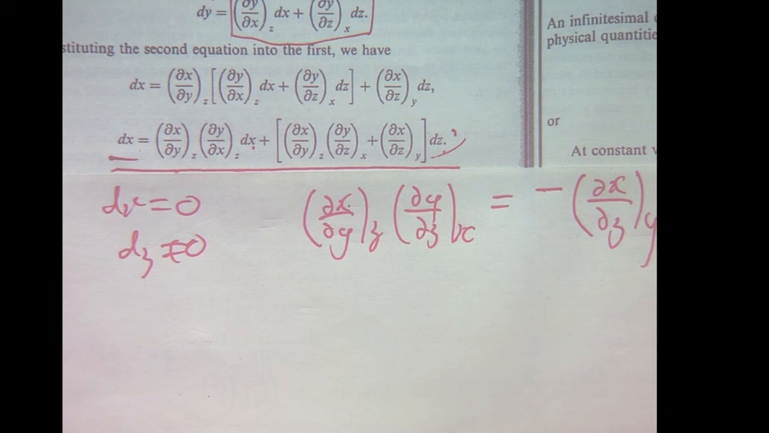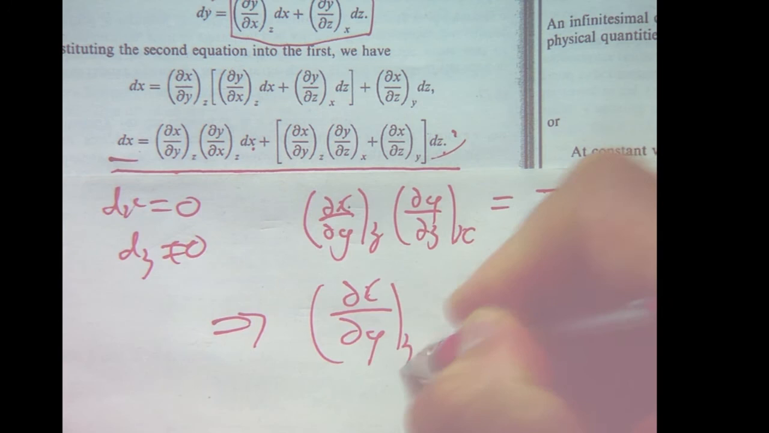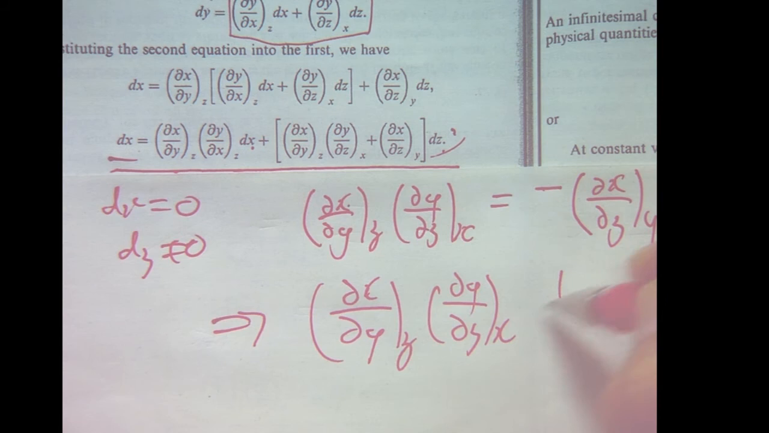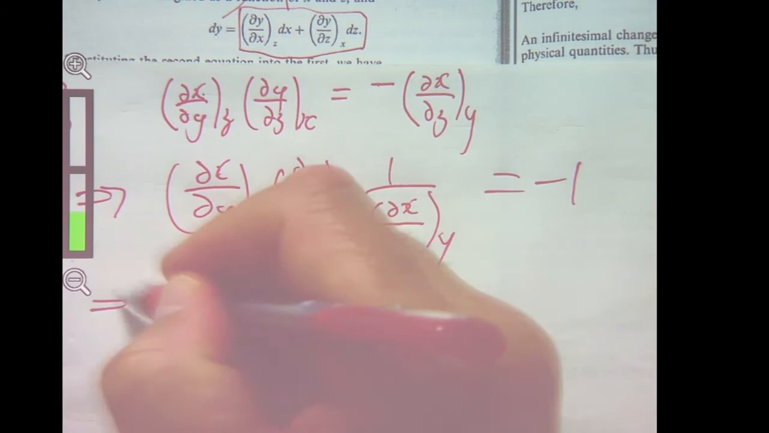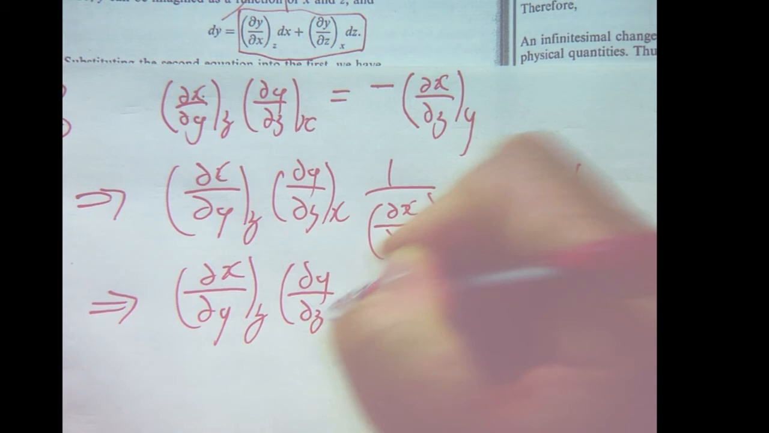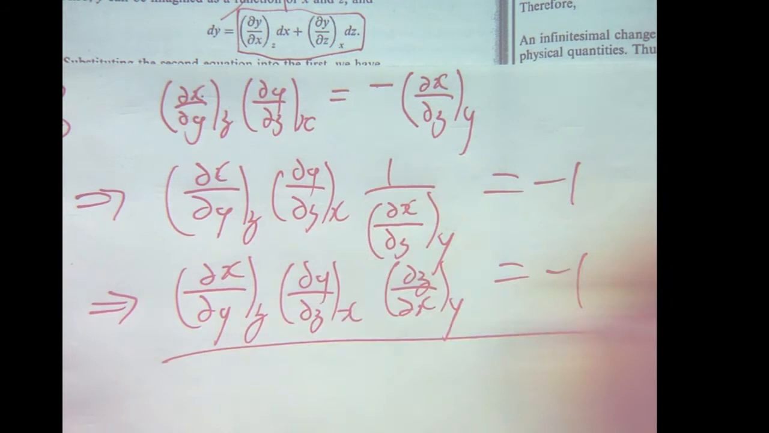That equals zero, so I just took that term onto that side, and from what we just worked out, dx by dy at constant z, dy by dz at constant x, times 1 over dx by dz at constant y equals minus 1. By what we just showed, that gives us dx by dy at constant z, dy by dz at constant x, dz by dx at constant y equals minus 1.